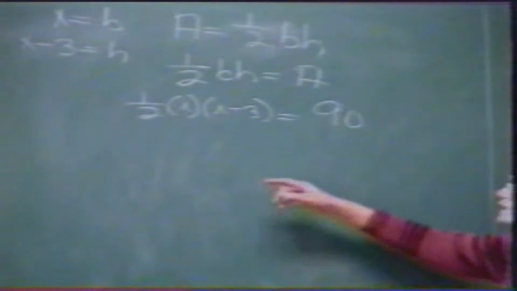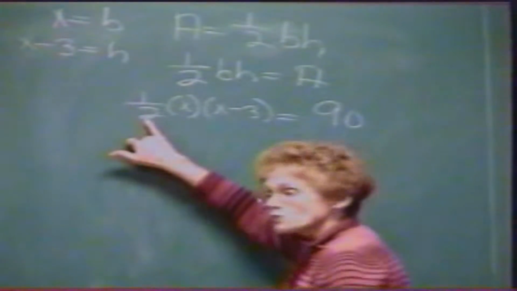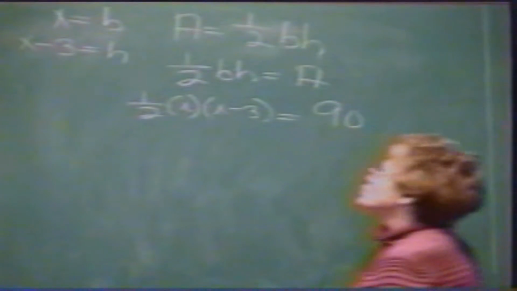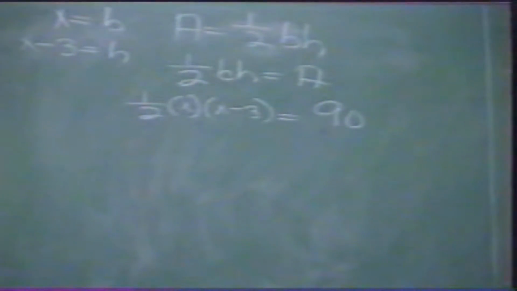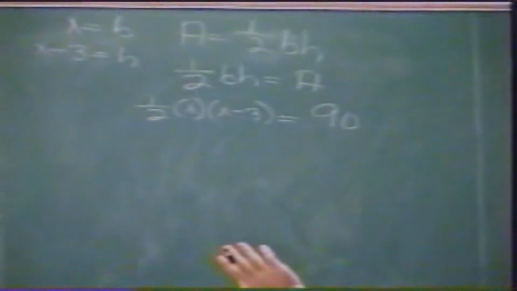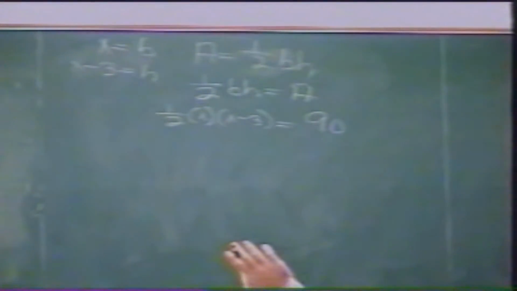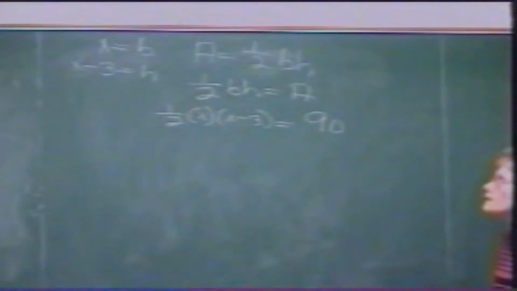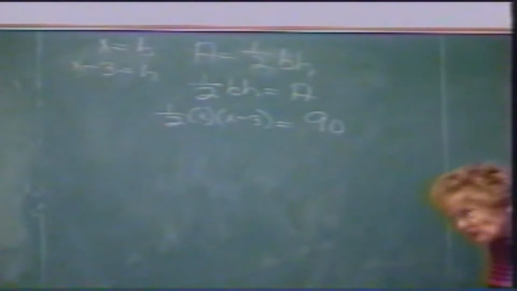Now, the problem with this, the thing that makes it messy, is this 1/2. Is there something we can do to get rid of that 1/2 before we ever start? What can we do to make that 1/2 go away in this problem before we ever begin? What can we do? Multiply both sides by 2.